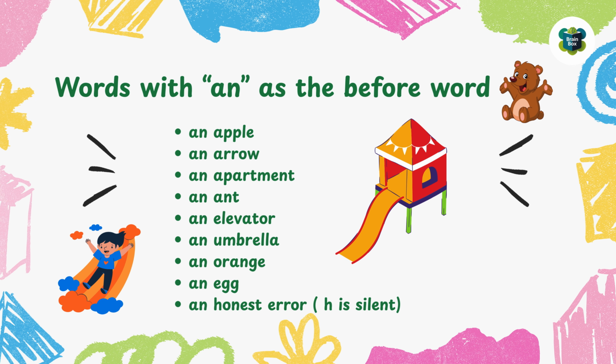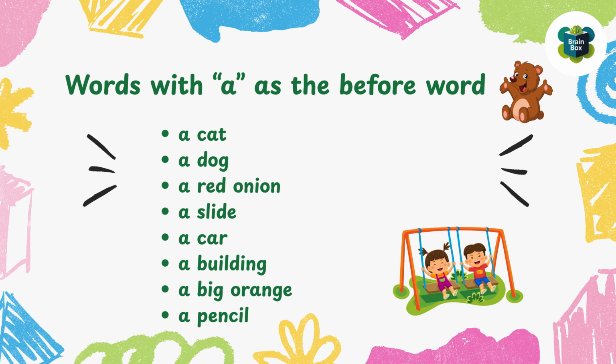So if you see, the first word is apple. Now apple starts with which alphabet? It starts with the vowel A. So you have to use an before it. Next, arrow. Again an apartment, an ant, an elevator. If you go to the last one, it's an honest error because H is silent here. So we are putting an because we are seeing O as the first alphabet.